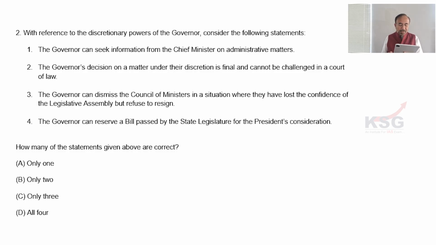I suppose statement one is correct. The governor can seek information. Statement two is not correct. The governor's decision on a matter under discretion is final and cannot be challenged. There is some confusion. If you read Article 163 and Article 160, it looks confusing. But the S. R. Bommai case made it clear that they are within the judicial review provision. So statement two is incorrect. Statement three is again correct. Statement four is correct. So I suppose the answer is only three. C is the right answer.